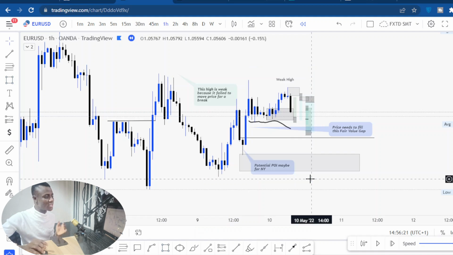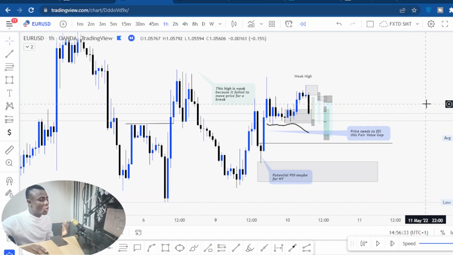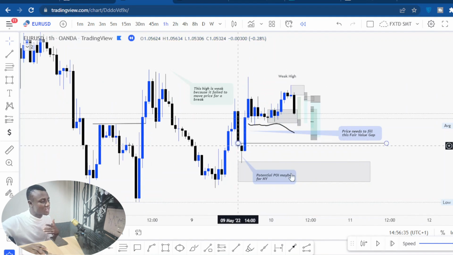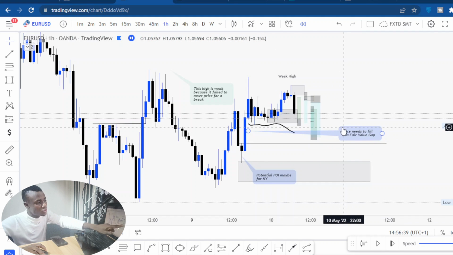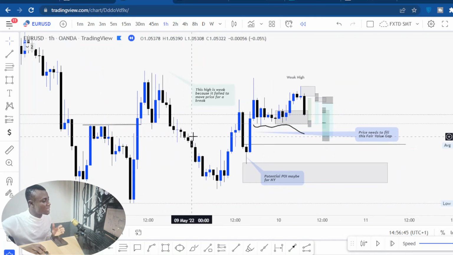So as day traders, this is where your knowledge, your experience, and whatever you have back tested have to come into play. All right, so I was expecting price to go up, but before price goes up, I was also expecting that price should come at least to fill this fair value gap, and that's what you see there where it says price needs to fill this fair value gap, right?